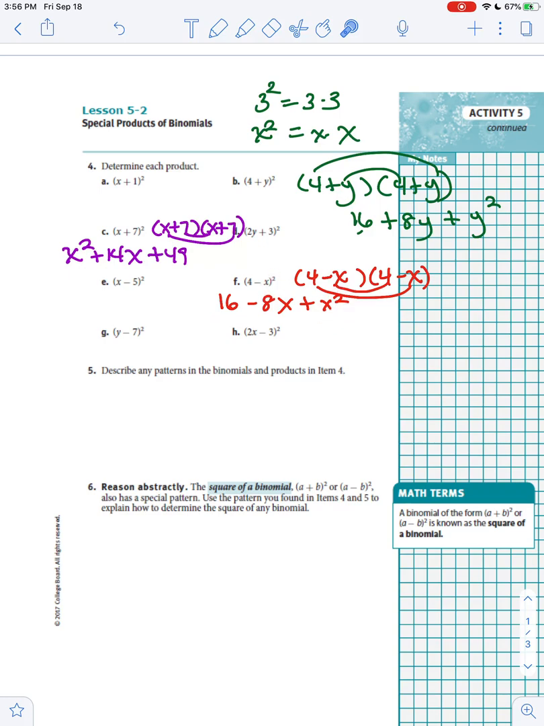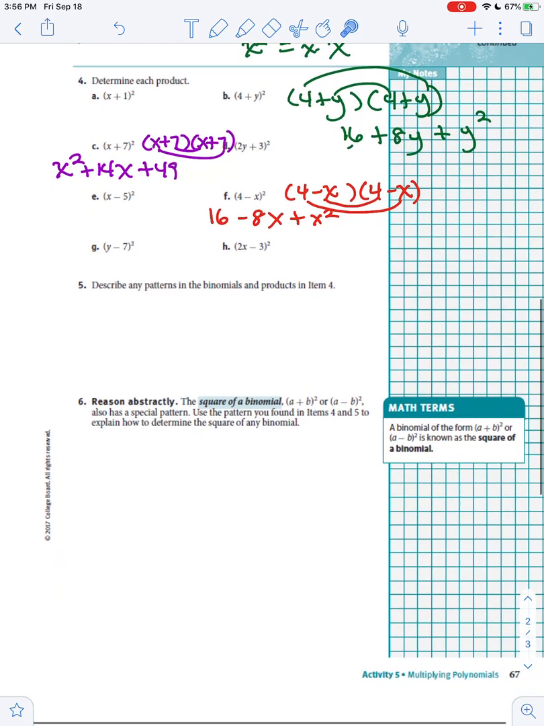So the 4 squared gave us the 16, the x squared gave us the x squared, and then 4 times negative 1x is negative 4x, but times 2 is negative 8x. So you're always going to double the product of a and b, and that will always get you your middle term. Okay. All right, let's do h, and then we'll write out our rules.